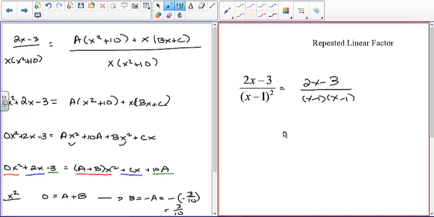So what we do here is you have one term, which is going to have the linear factor by itself, and then you're going to have a second term, which has the linear factor squared. And in both cases, you just have a constant. You don't have any x's involved. Try to remember if that's right or not. Pretty sure that's right.